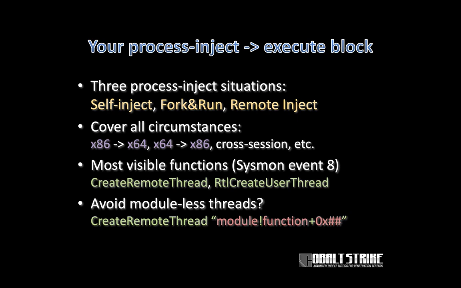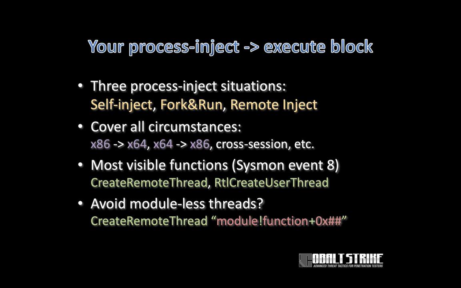There are 3 process inject situations, and your block should cover all of these. There is self-injection, fork and run, and remote injection into an existing process. You should order your execute block with your self-inject options first, fork and run options next, and then your remote injection options last. Your execute block needs to cover the trivial case of 32-bit to 32-bit or 64-bit to 64-bit. Those are trivial. What about 32-bit to 64-bit or 64-bit to 32-bit? What about going across desktop sessions?